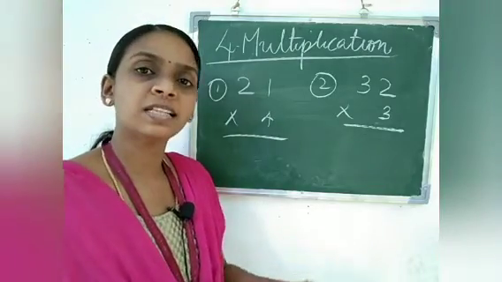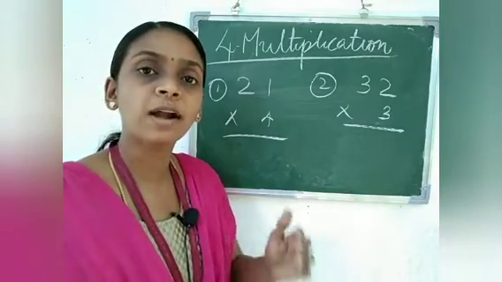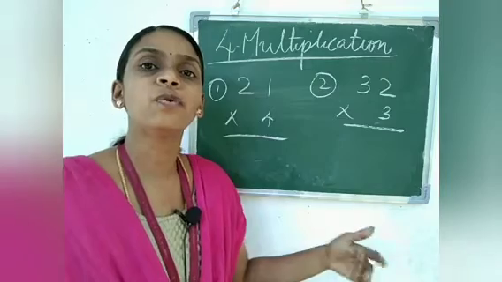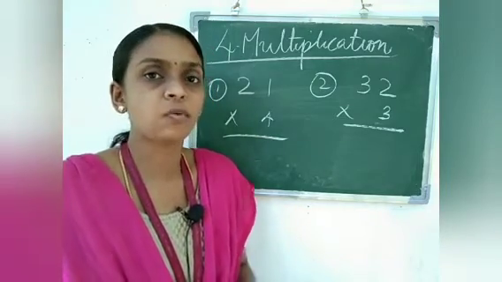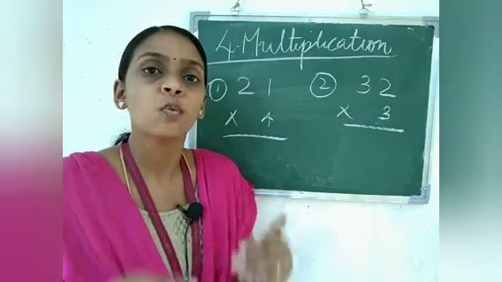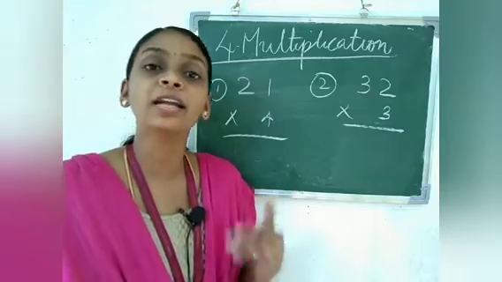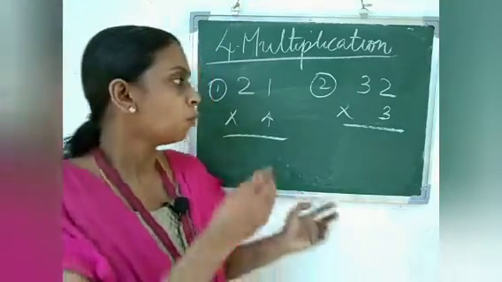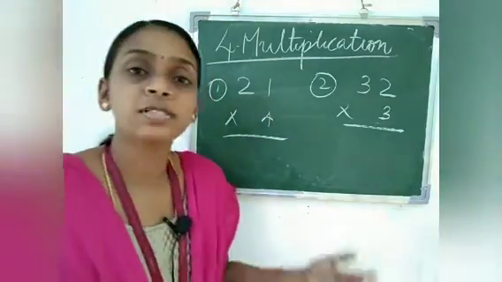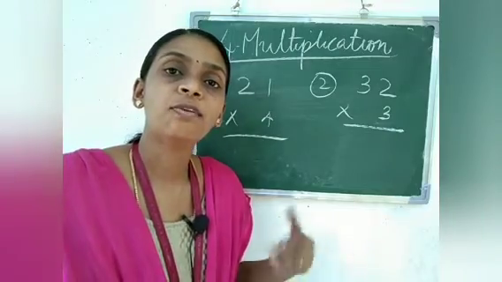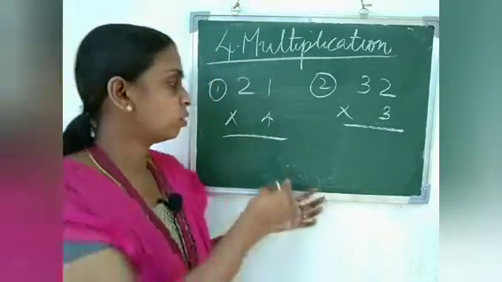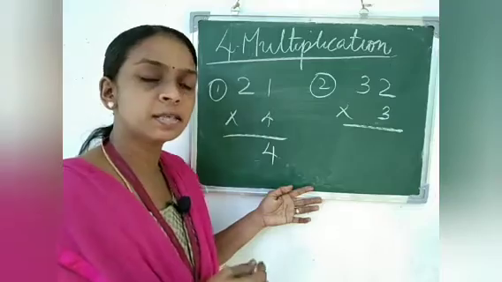So here, which are the numbers in the ones place? 1 and 4. 1 and 4 are the numbers in the ones place. So we have to multiply first 1 by 4. 1 into 4. 1 fours are what? 1 four is 4. It is very simple to say.